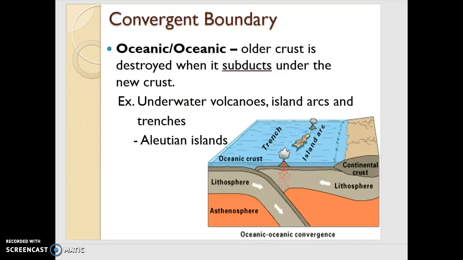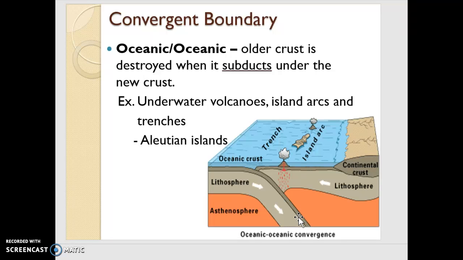So a real world example of that is the Himalayan mountains. Another type of convergent boundary is an oceanic and an oceanic plate. So remember, those are super dense, very thin but super dense. And what happens is older crust gets destroyed when it subducts or goes underneath the new crust. So in this little diagram here, you see 2 plates coming together, but one goes underneath the other one, and that crust goes down and it melts into hot magma and it gets destroyed.